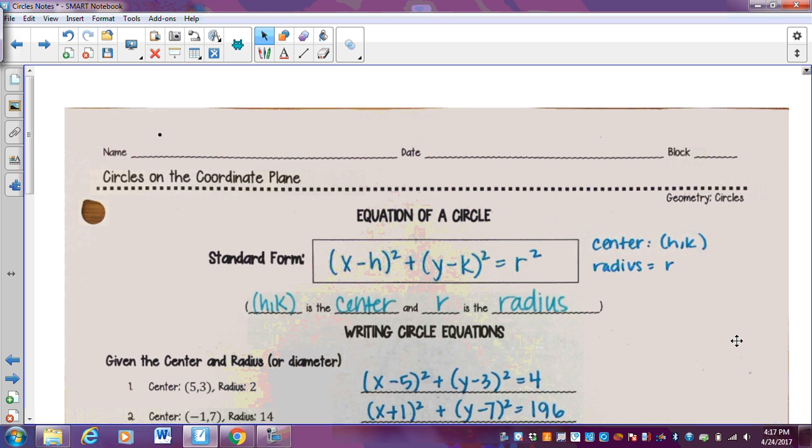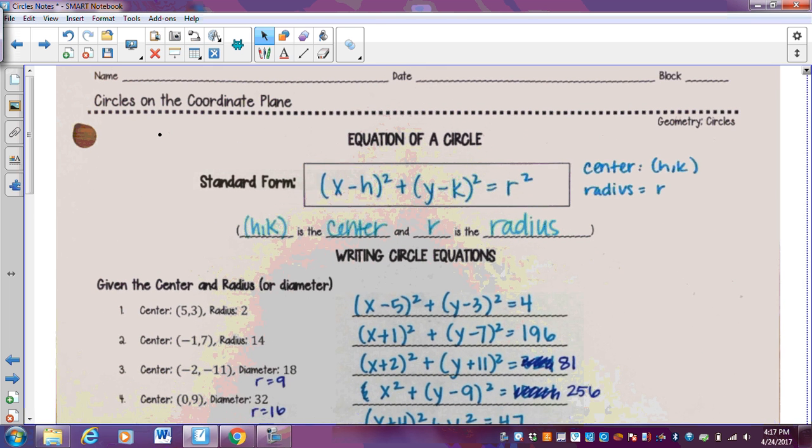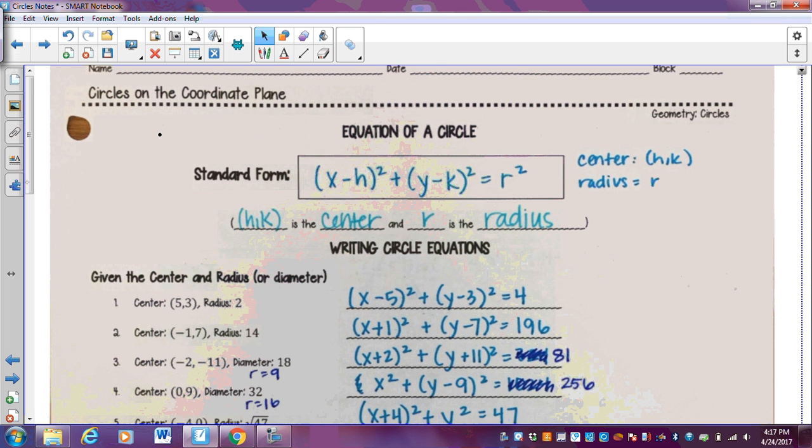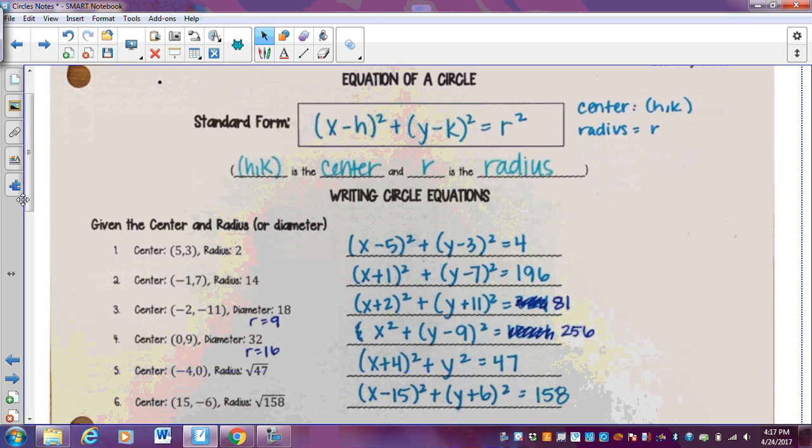So last class you were supposed to take the notes here on equations of circles. And so this is hopefully what you've already filled in, but I feel like I should go ahead and talk to you guys a little more about this.